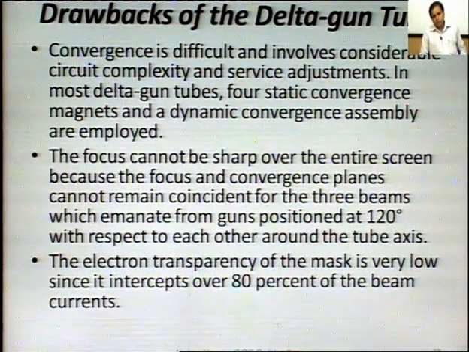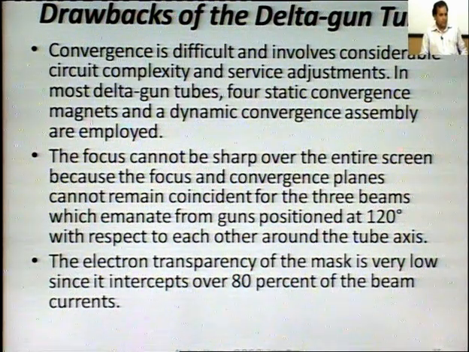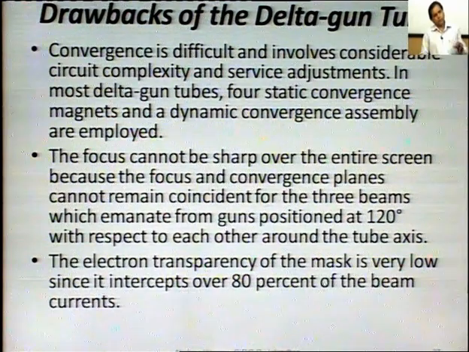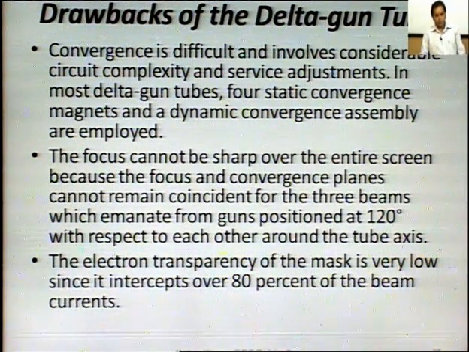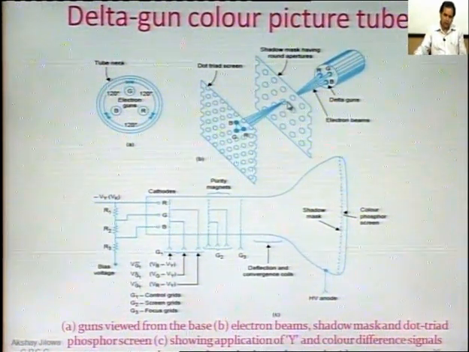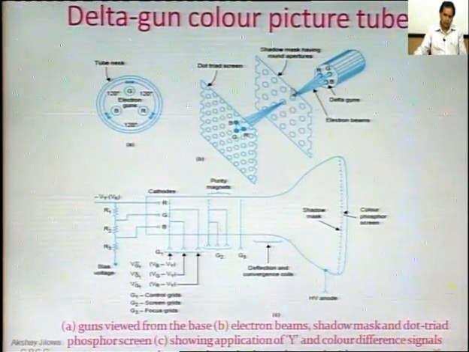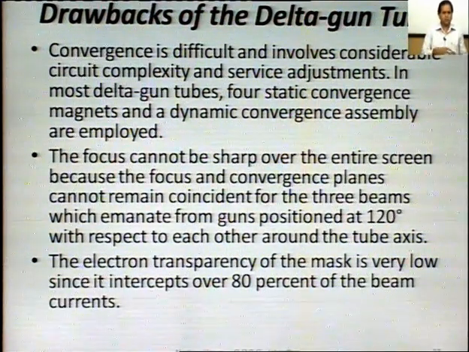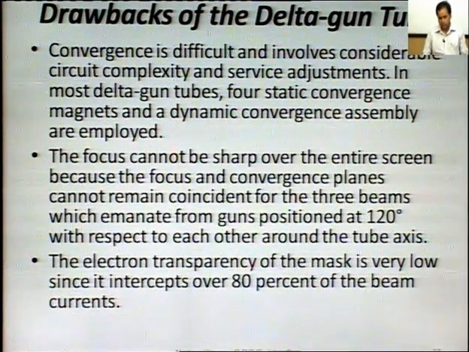The electron transparency of the mask is very low, since it intercepts over 80% of the beam contents. If we go back and look at the shadow mask, these are the holes from where the electron beam is allowed to pass through. So it almost intercepts 80% of the signal.